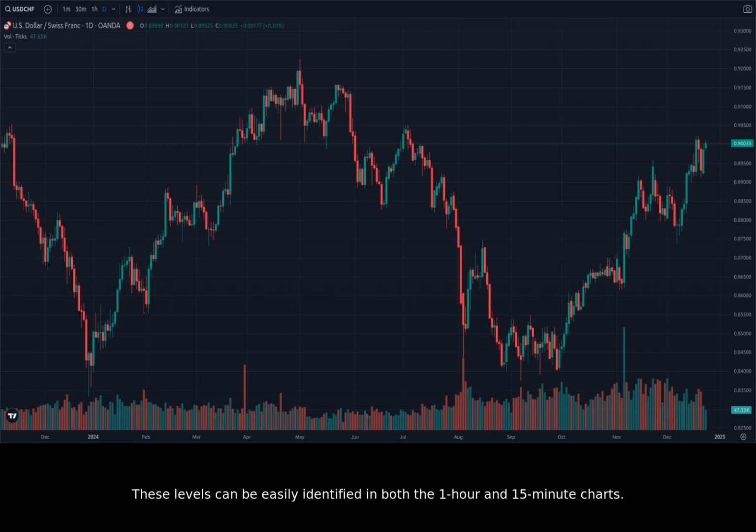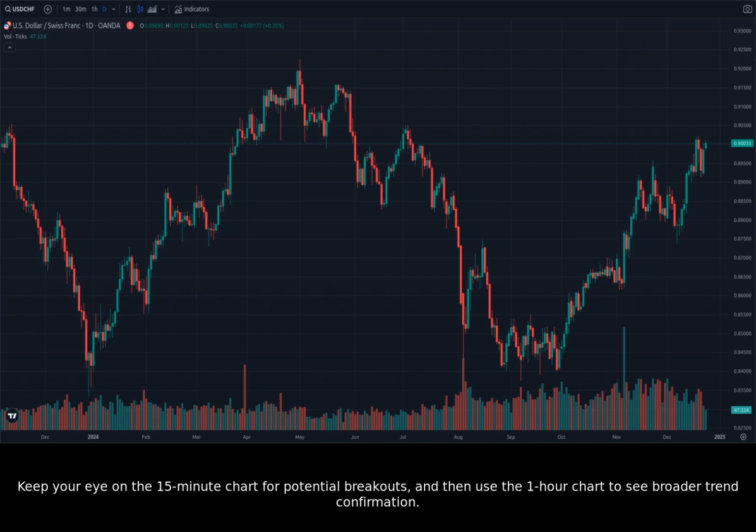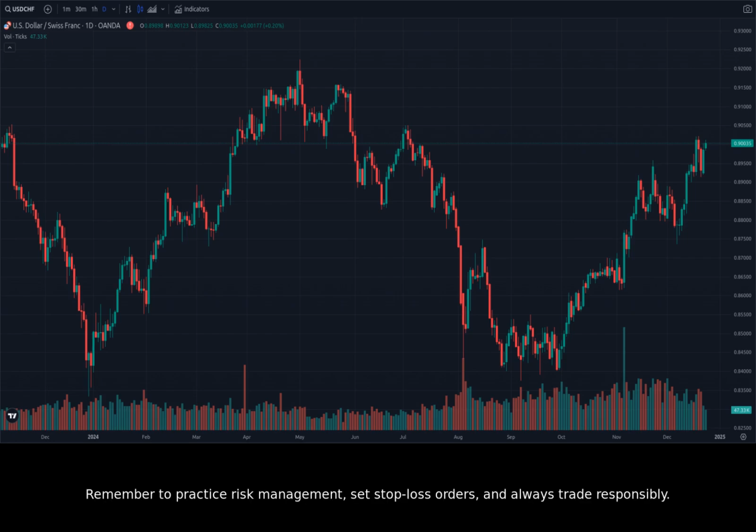These levels can be easily identified in both the 1-hour and 15-minute charts. Keep your eye on the 15-minute chart for potential breakouts, and then use the 1-hour chart to see broader trend confirmation. Remember to practice risk management, set stop-loss orders, and always trade responsibly.